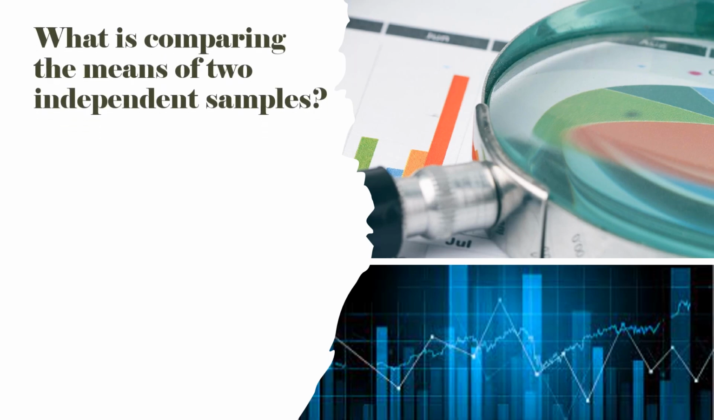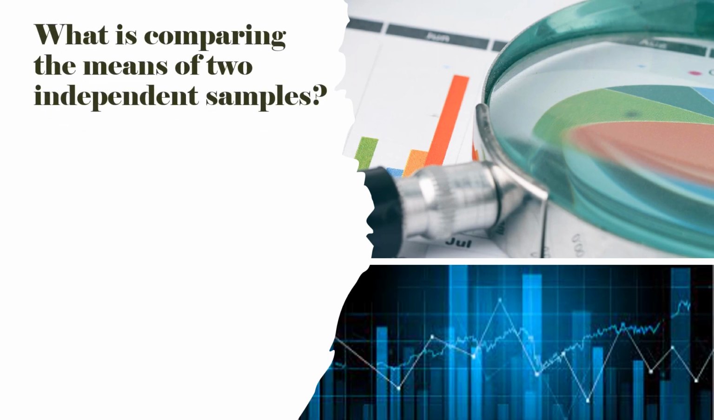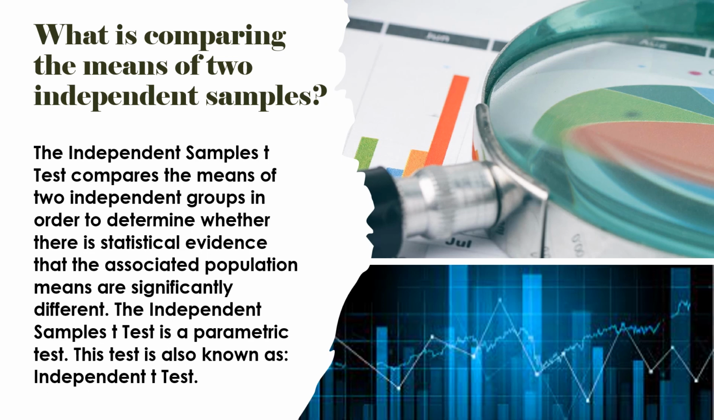What is comparing the means of two independent samples? The independent samples t-test compares the means of two independent groups in order to determine whether there is statistical evidence that the associated population means are significantly different. The independent samples t-test is a parametric test. This test is also known as the independent t-test.